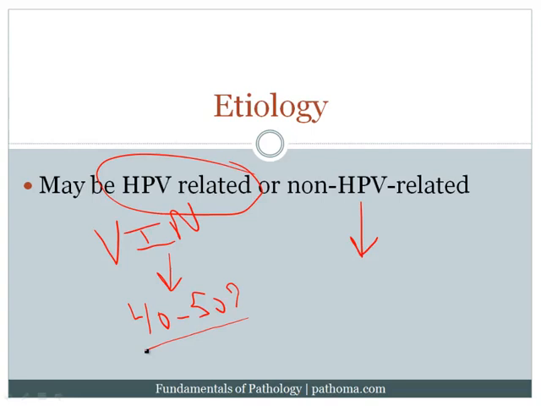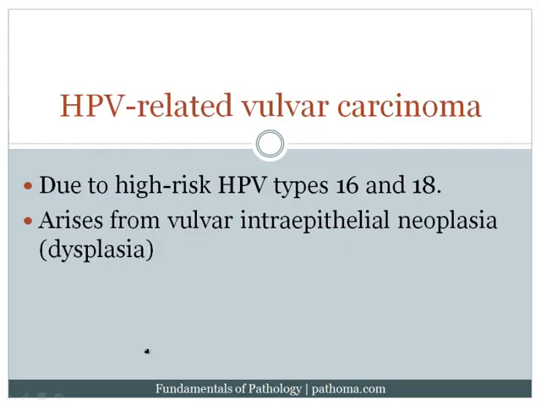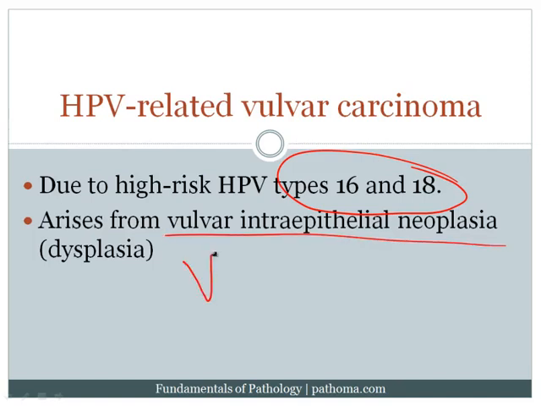So let's walk through this in your text. So what do I say here? I say that in the HPV-related vulvar carcinoma, it's due to high-risk types, for example, 16 and 18, and it arises from vulvar intraepithelial neoplasia, which is really a dysplasia, also called VIN. Just like you would call it CIN in the cervix, here we call it VIN.